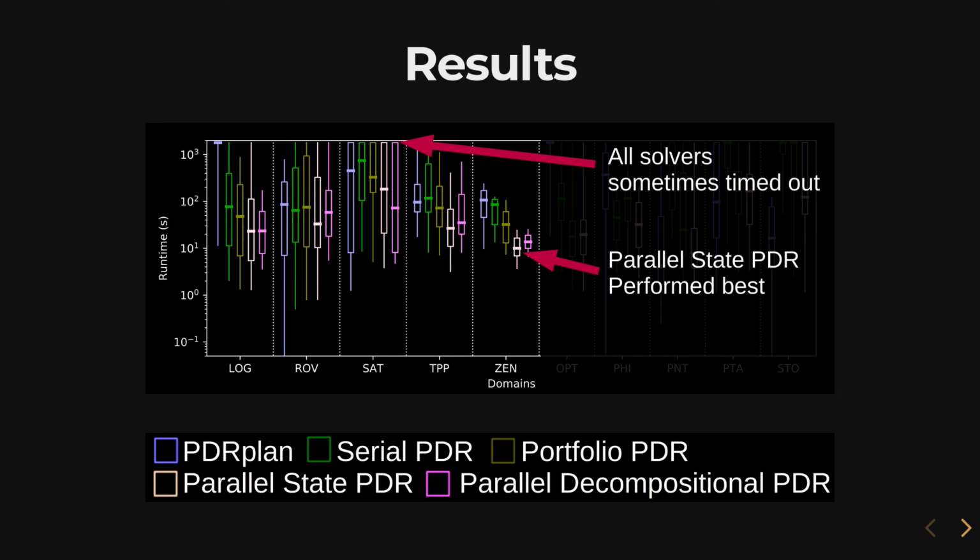Each solver was run on problems from a series of domains, each with a 30-minute timeout. Parallel decompositional PDR used 1 core for each subproblem, and the other 2 parallel processes each used 48 cores per run. The distribution of these runtimes over the problems in each domain are shown as bar graphs here. From the left, the domains are logistics, rovers, satellites, TPP, and xenotravel. We see here that in the satellites domain, all solvers time out on some problems, and in xenotravel, parallel state PDR seems to perform the best overall.